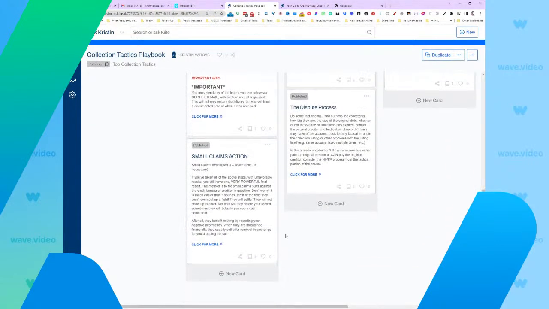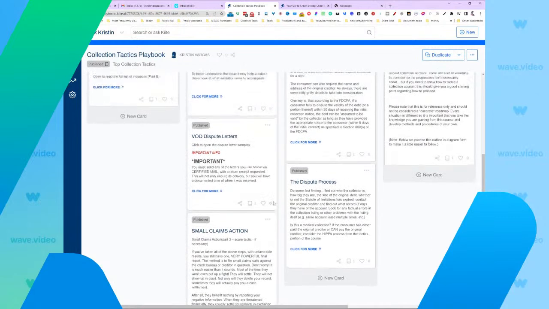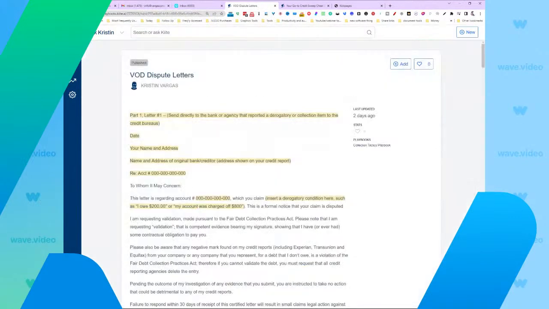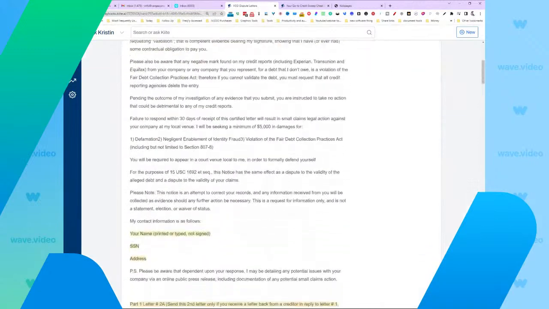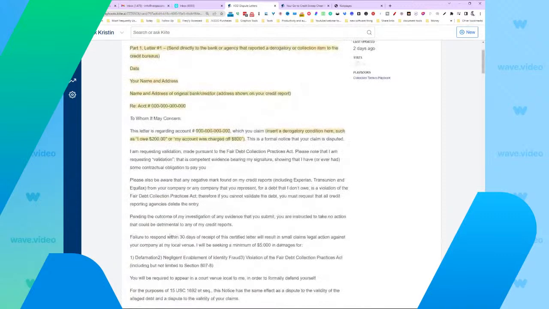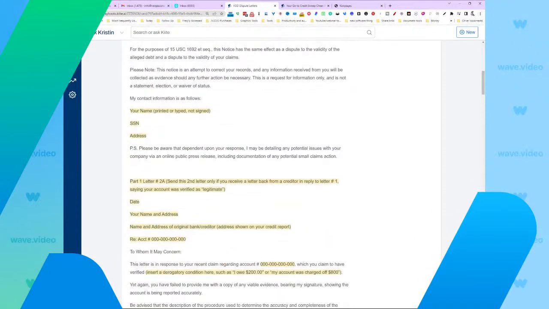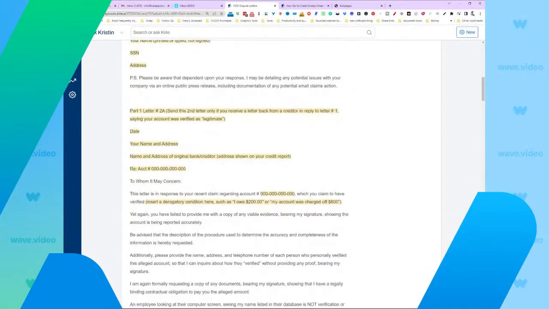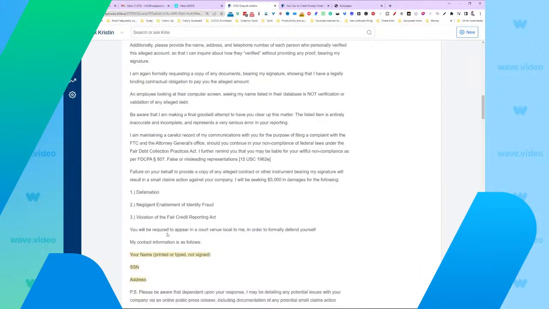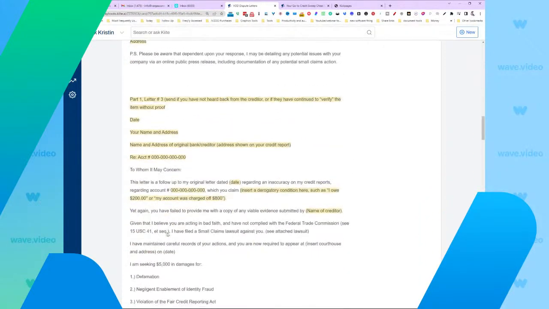All you've got to do is click on this and they'll open. Another thing is that I give you all of the VOD dispute letters here. So we have Part 1, Letter 1, and you can find that online for free. But let's look at this. We have Part 1, Letter 2A, for if you receive a letter back from the creditor in reply to Letter 1 saying your account was verified as legitimate. We have another one if they continue to verify the item without proof.